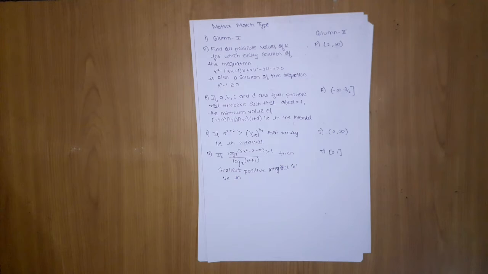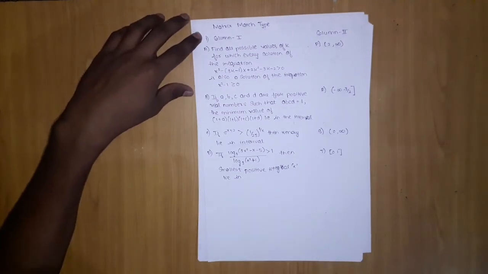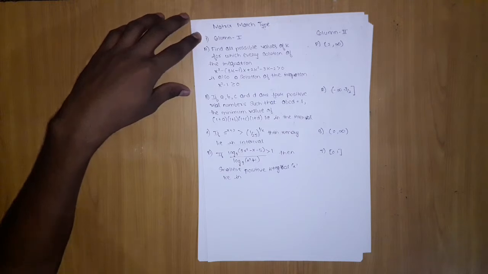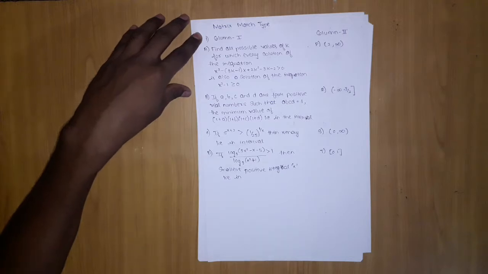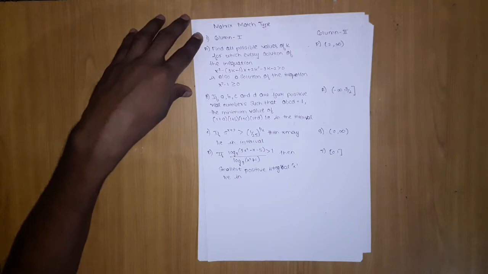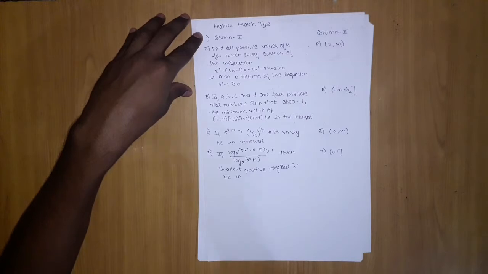Now in column 1 it is saying find all the possible values of k for which every solution of the inequation x square minus (3k minus 1) x plus 2k square minus k minus 2 is greater than 0, is also a solution of the inequation x square minus 1 greater than or equal to 0. Now there will be an answer from this.